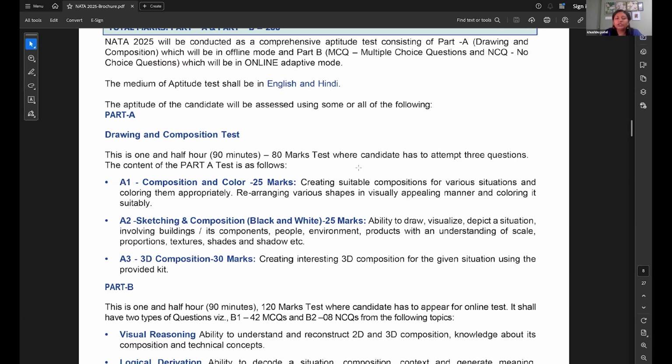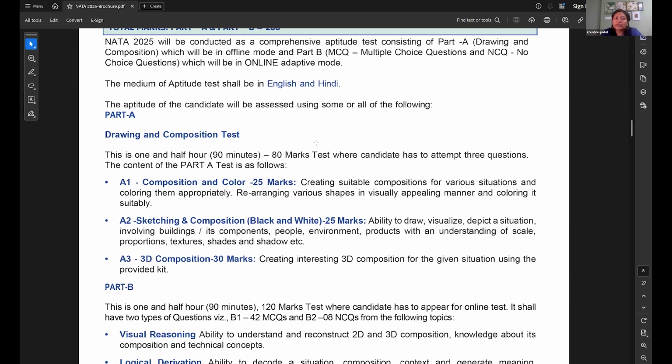In this scenario, the principles of 3D composition are something that you will have to try and explain. The better composition you make, the better understanding that you show there, the better marks you will gain out of it. As it mentions, the kit will be provided to you. You do not have to carry anything on your own for this.